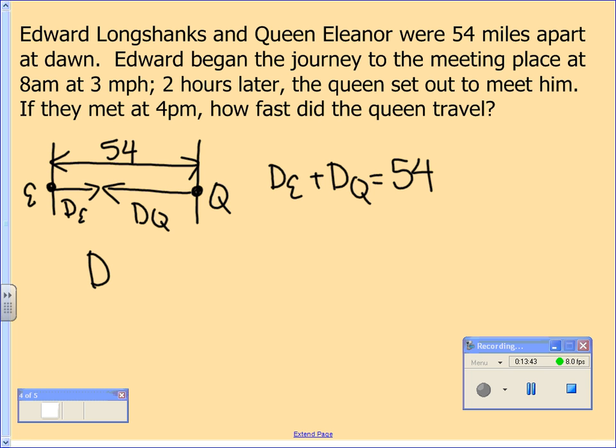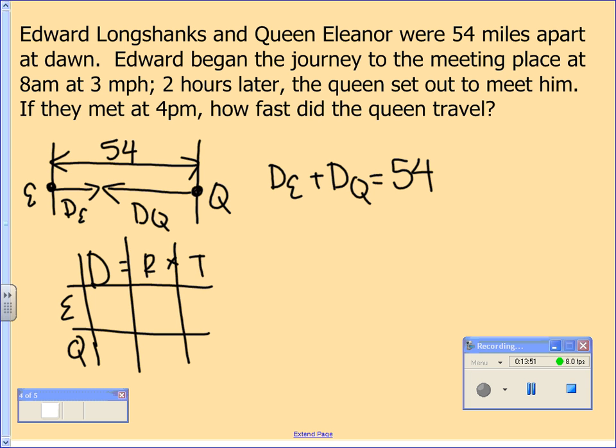All right, so now we want to fill in our little chart. What information do they tell us about Edward? Okay. He started at 8. When did they meet? So how long was that? Right? Does that make sense? What about the rate of the Queen? Did they tell us that? So we just have rate of the Queen. We don't know what it is.